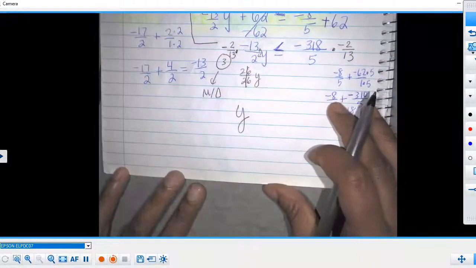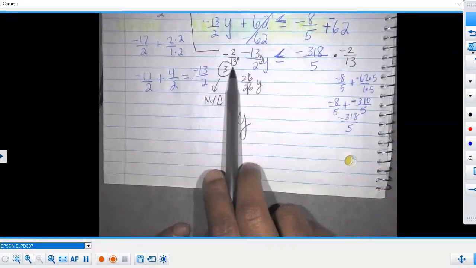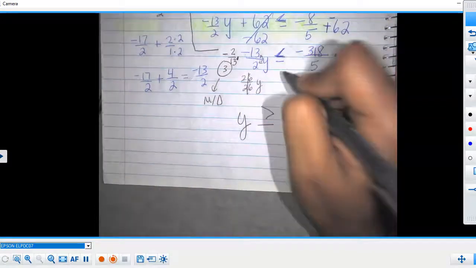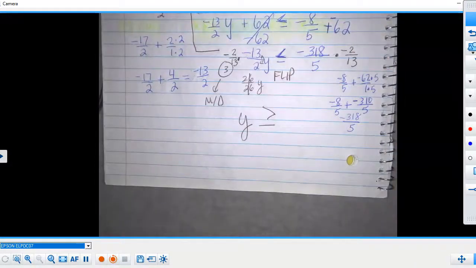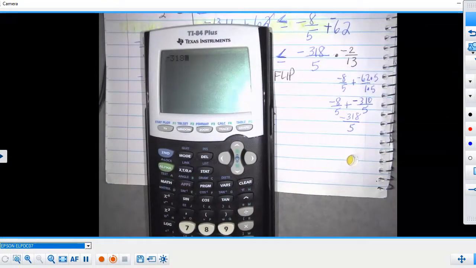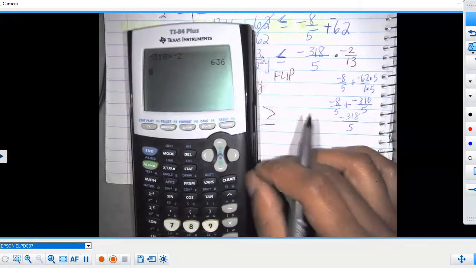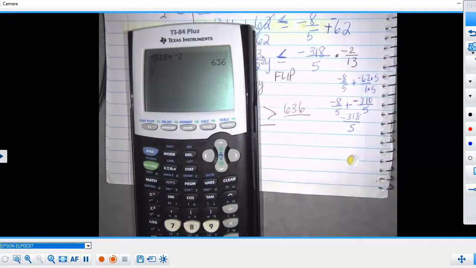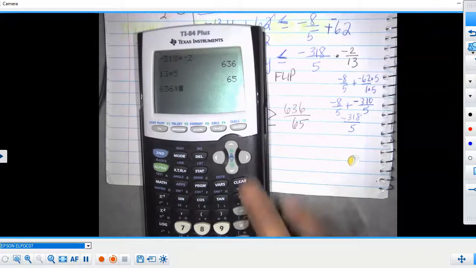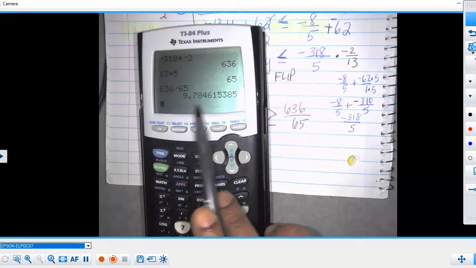So now we have a big y, but because I multiplied by a negative 2 over 13, and I have to do it to this side as well, I'm flipping my inequality symbol. So I'm going to put flip, because we multiply by a negative. And now, this is some really nasty math here. So let's use the calculator. Negative 318 times negative 2 is 636 over 13 times 5, which is 65. We could leave it that way because there's no number that goes into both of those. So it's just an atrocious number. But I'm going to see what it is as a decimal. It's like 9.78.